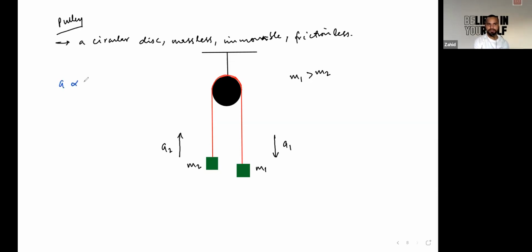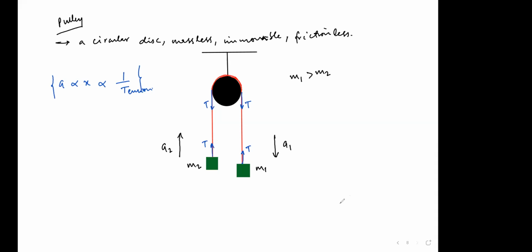Acceleration is proportional to displacement and is inversely proportional to tension. Just use this concept. Here T is tension. For the same string, tension would be the same at each point, opposite to the point of contact. That's why I have drawn tension in this direction, T. Similarly, it will be T and T at all points. Is it clear till this part?